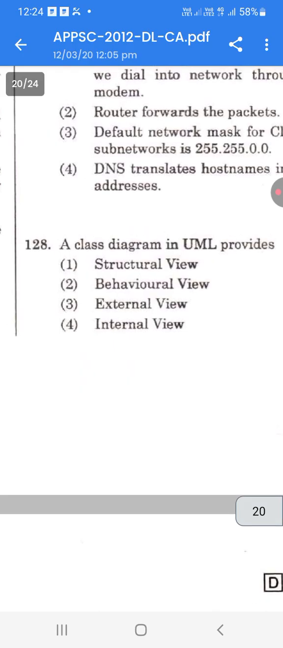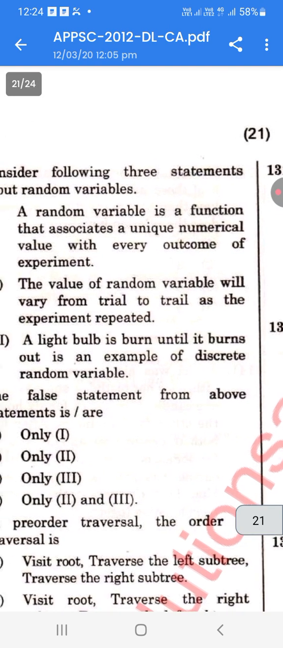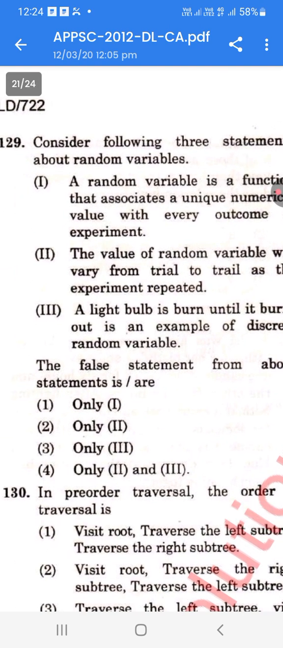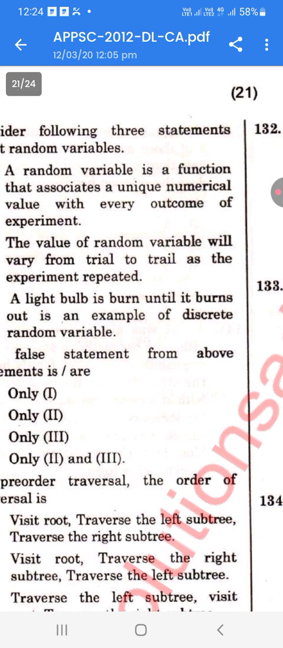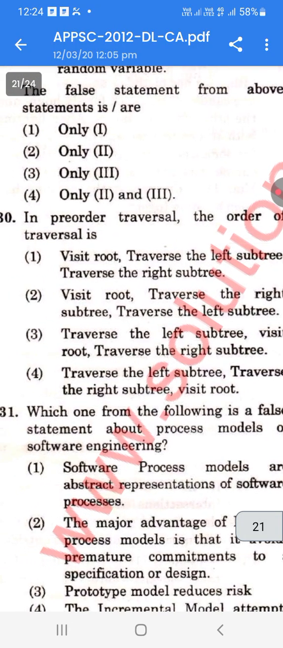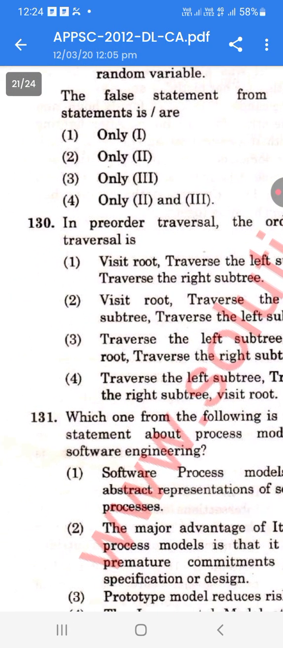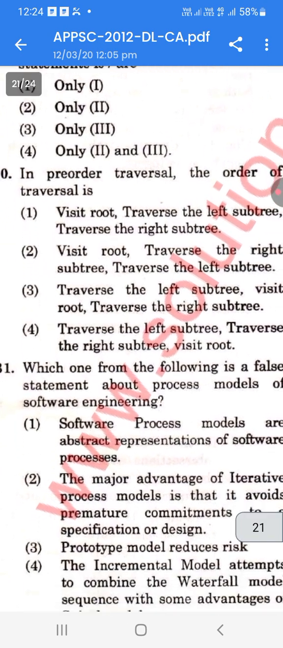The class diagram in UML provides structural view. Consider following 3 statements about random variables. 129. 3. Only 3. A light bulb burned until it burns out is an example of discrete random variable. In pre-order traversal, the order of the traversal is visit root, traverse the left subtree, traverse the right subtree.